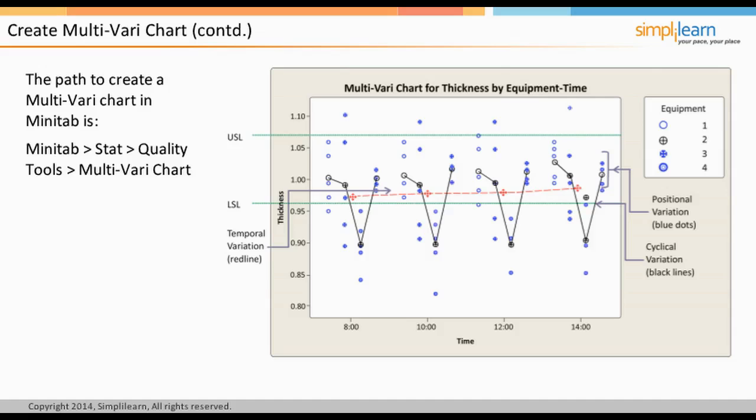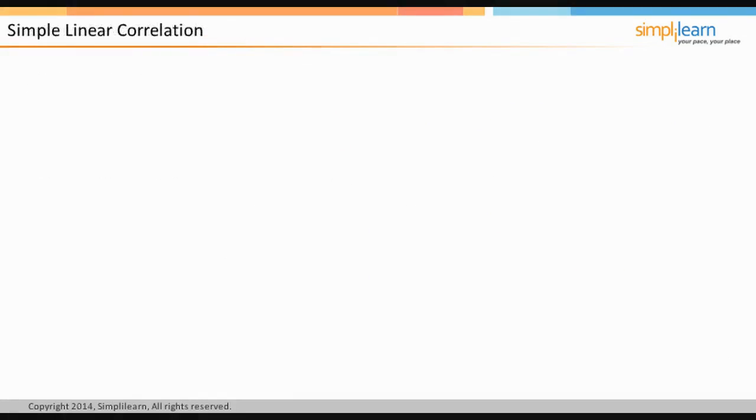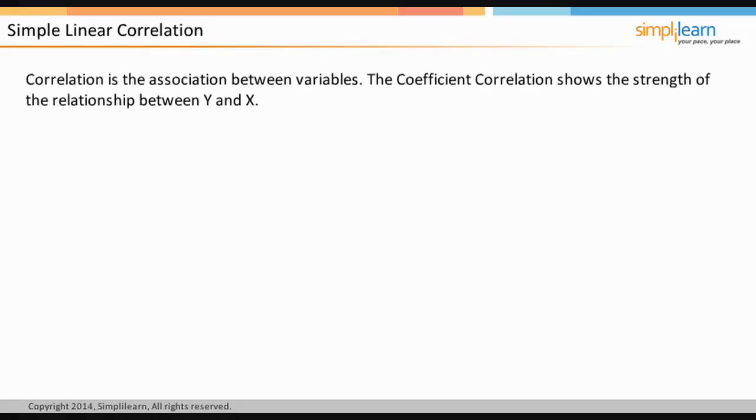In the next screen, we will learn about simple linear correlation. Correlation means association between variables. Simple linear regression and multiple regression techniques are very important as they help in validating the association of x with y. The coefficient correlation shows the strength of the relationship between y and x. To associate y with a single x and statistically validate the relationship, correlation is used. In Excel, use the =CORREL() function to calculate the correlation coefficient.